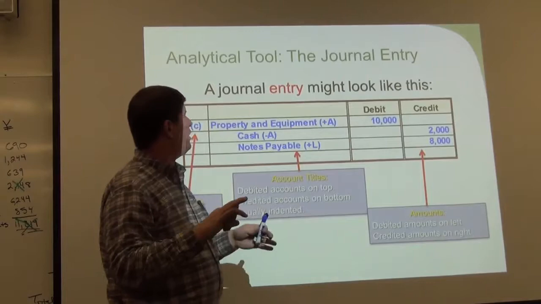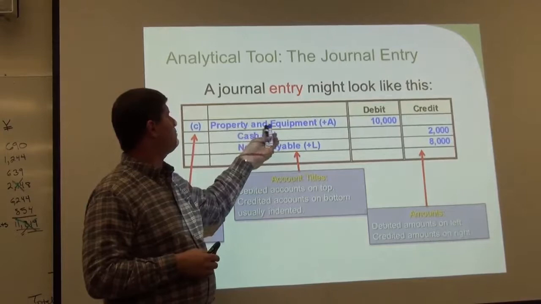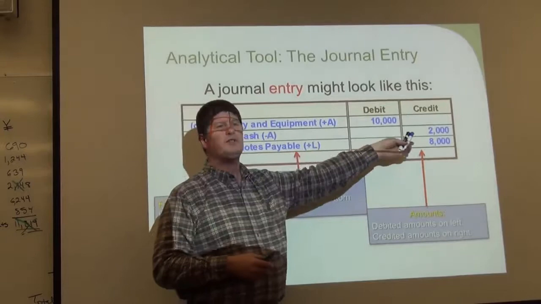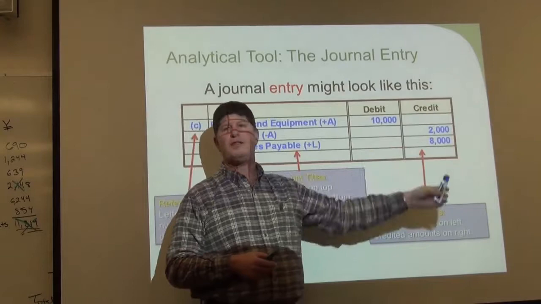This company went out and they bought some equipment for $10,000. They paid $2,000 in cash for it. And they borrowed the rest. They have a note payable for the other $8,000. Okay?